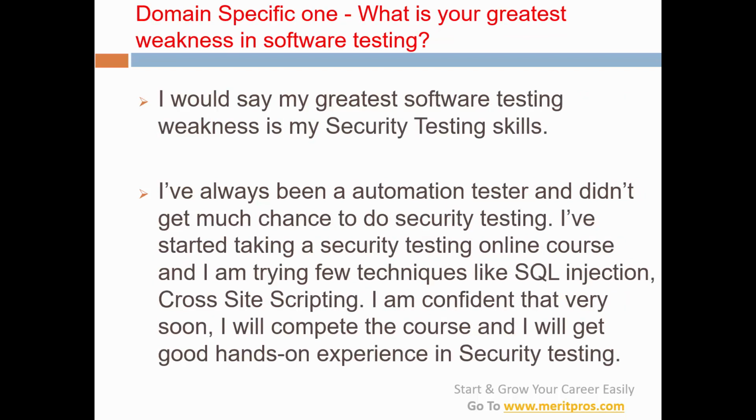Then let's go to the domain specific one. So assume in the same way you are attending a Selenium automation tester job interview. Then this is the interview question: What is your greatest weakness in software testing? You cannot say I hate coding, or you cannot say my greatest weakness is automation framework or design patterns. Select a weakness that is specific to software testing but not related to the job. So you can say, I would say my greatest software testing weakness is my security testing skills. So here we are selecting security testing skills, assuming that that is not important for the automation tester job.